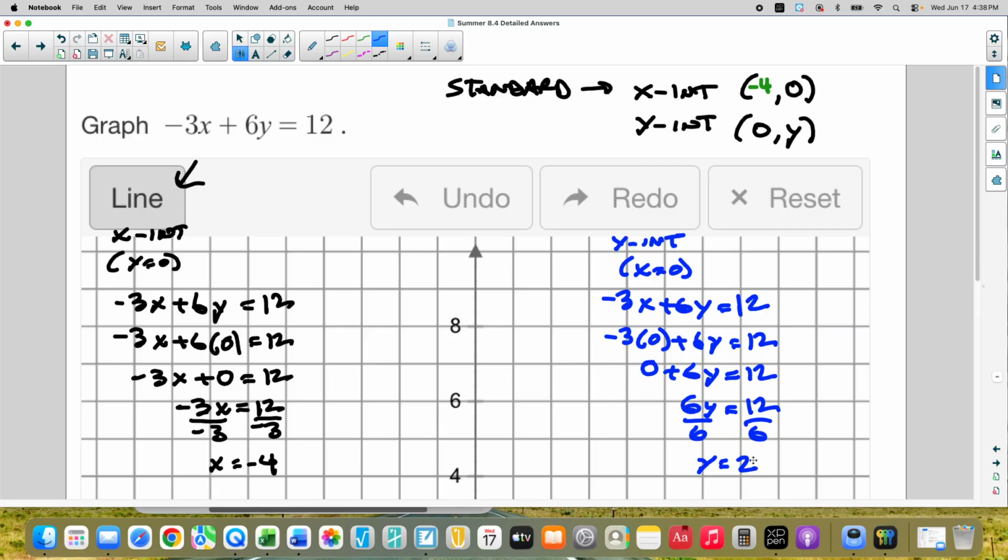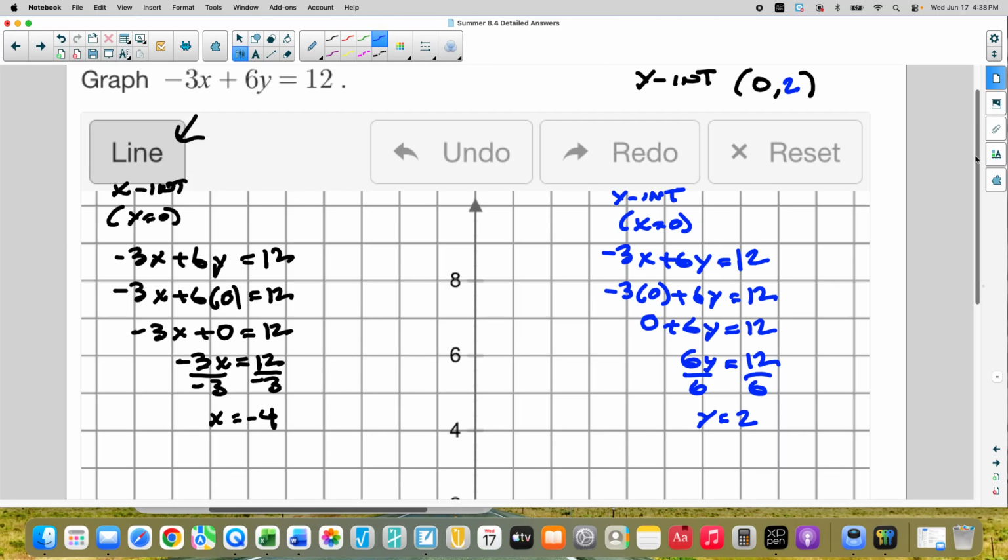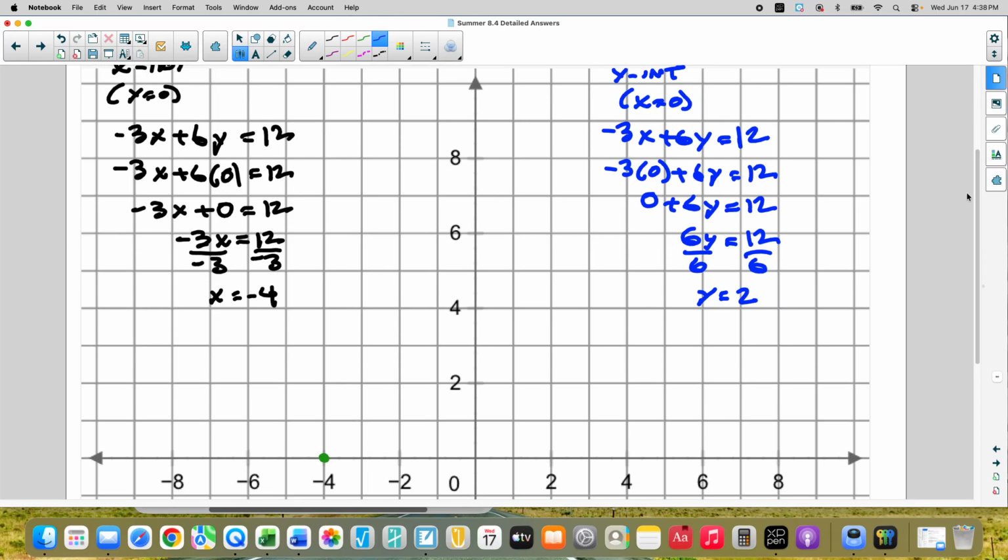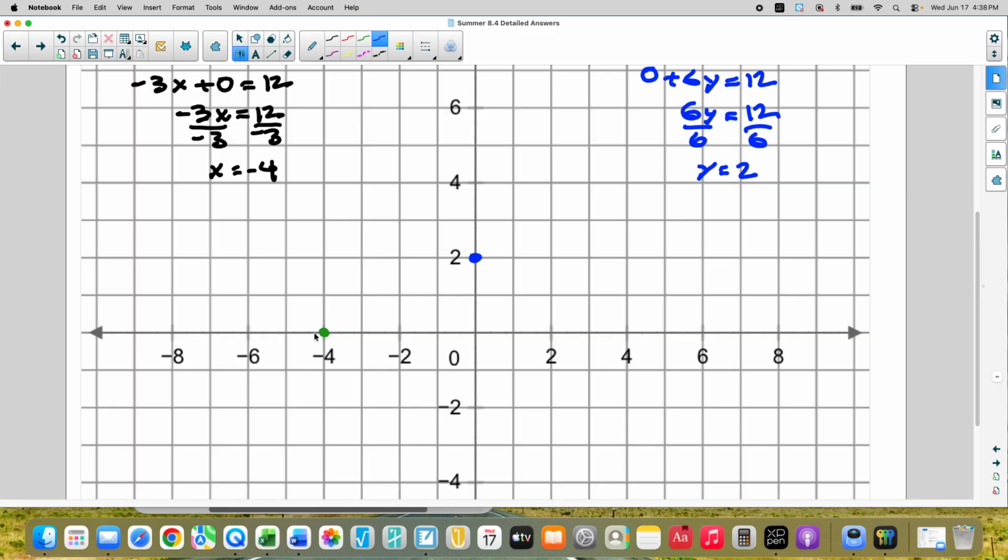That is going to be my y-intercept. So when I plug in 0 for x, I'm going to get 2 for y. So where's that point? That's on the y-axis. It crosses the y-axis at 0, 2. I have 2 points now. I have my x-intercept and my y-intercept. I just need 2 points in order to graph a line.